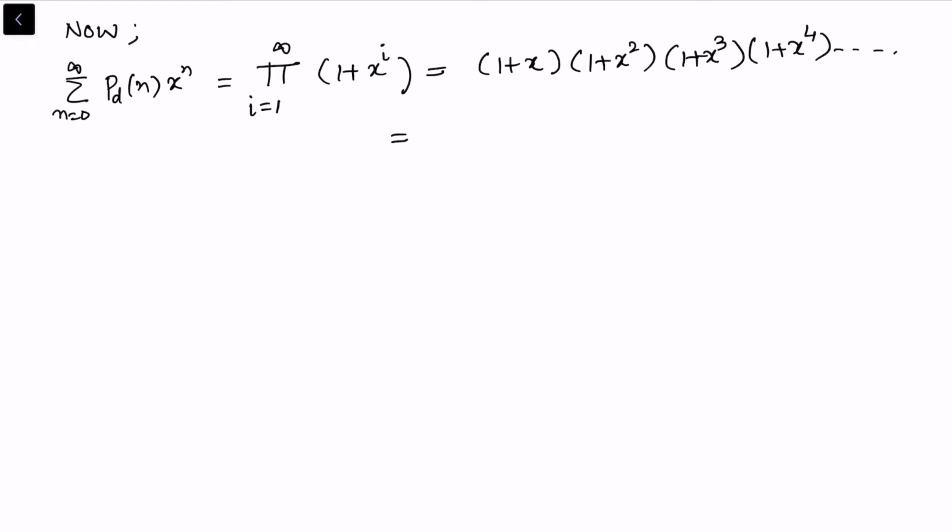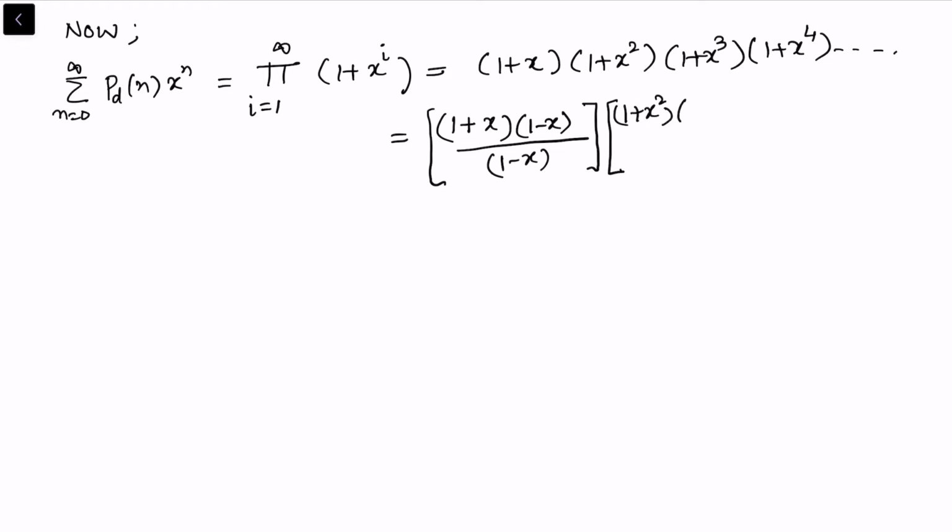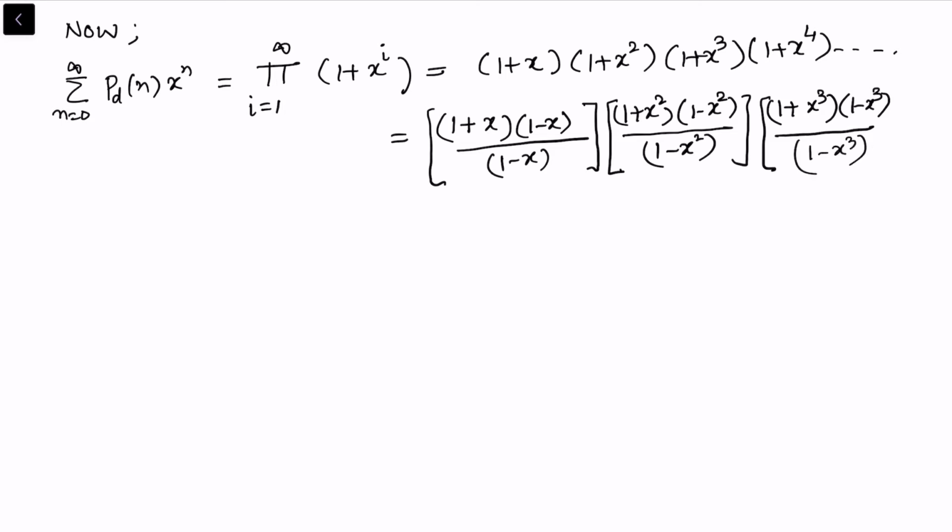This is the same as if the first term is multiplied by 1 minus x and divided by 1 minus x. Similarly, I do a multiplication with the second term 1 plus x square, multiplying by 1 minus x square and dividing by 1 minus x square. Then for the next term 1 plus x cube, I take 1 minus x cube and divide by 1 minus x cube, and the same process I repeat for every term.